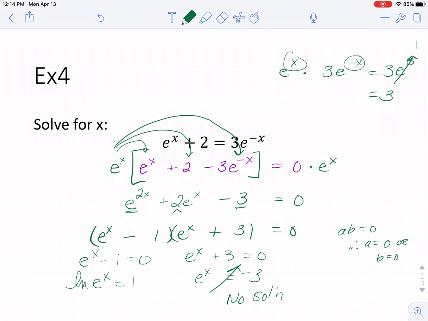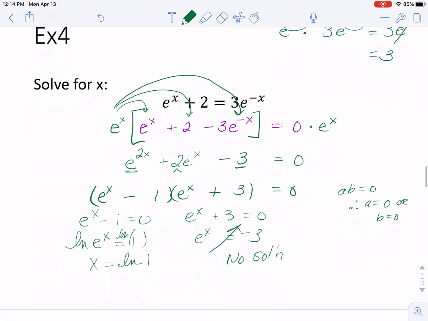And this one, I'm going to take the ln of both sides. So x is equal to the ln of 1. And if I put ln of 1 into my calculator, I'm going to get 0. So x is equal to 0 is my solution. Good job. You guys are remembering the stuff from previous lessons.